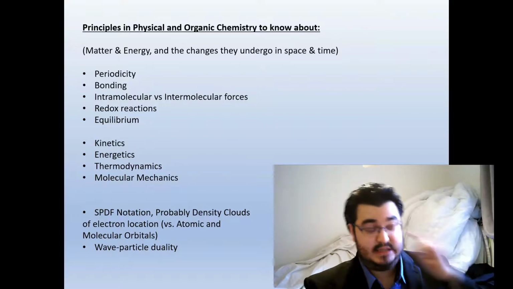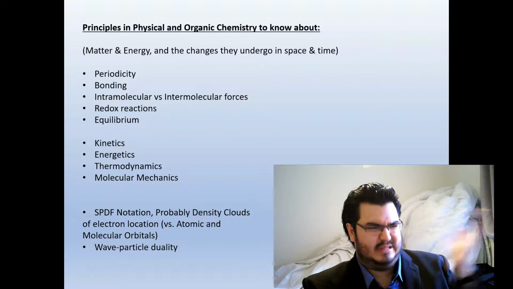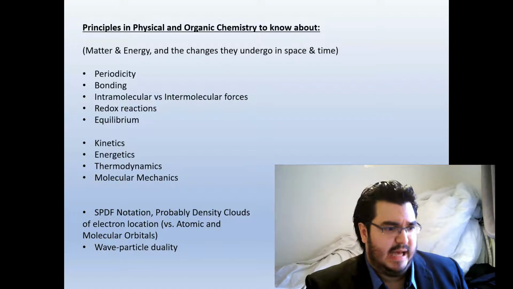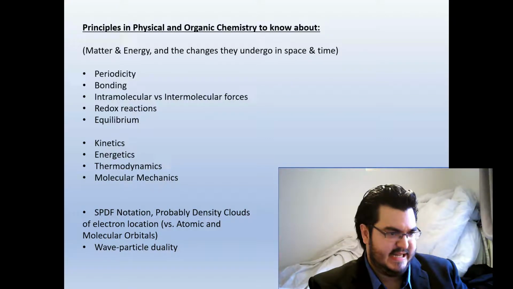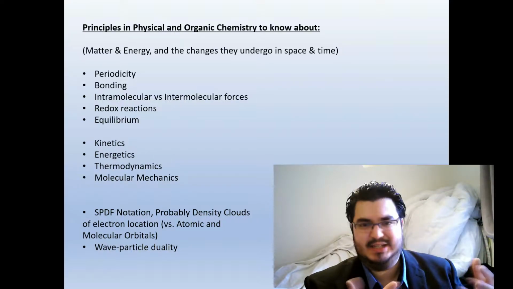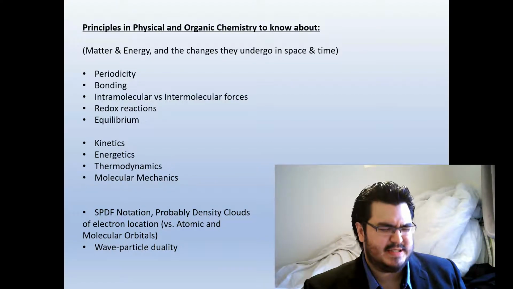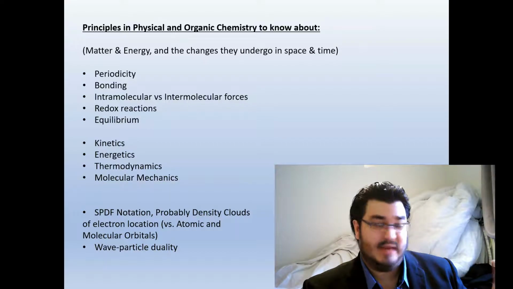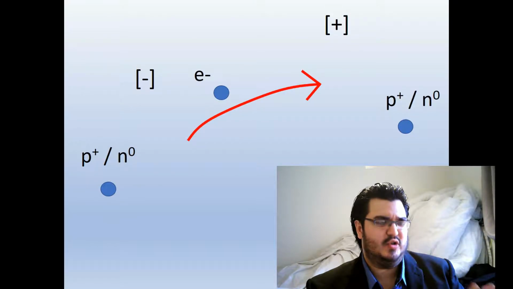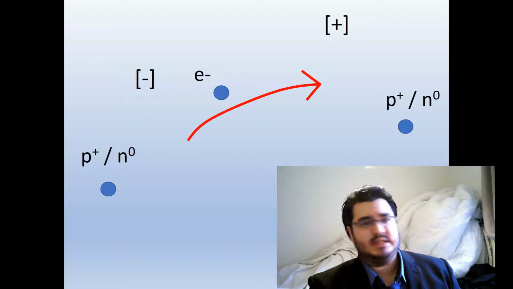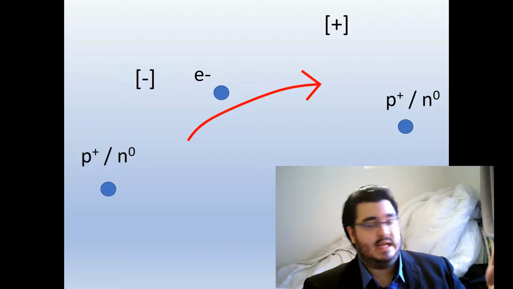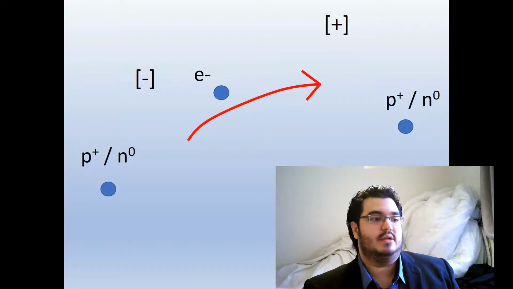I did chemistry A-level about 10 years ago, but you study it again in university biology, and you have to know about periodicity, bonding, kinetics, energetics, thermodynamics, molecular mechanics, the electron shells, which are actually probability density clouds. There's mathematics you have to study, but just the concepts of this you need to understand. Again, I'm not a chemist, I'm no expert on this, but I know a lot about biology.